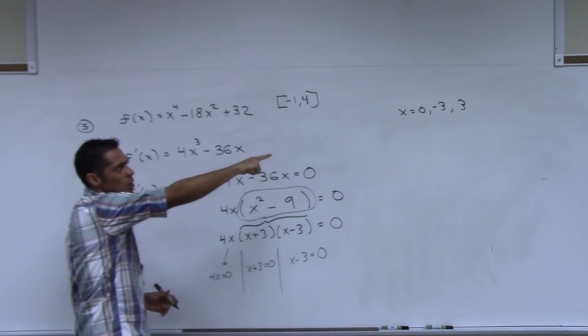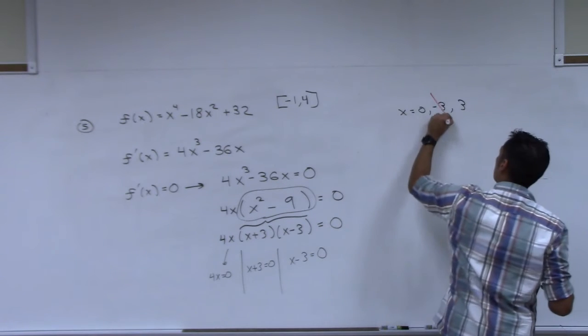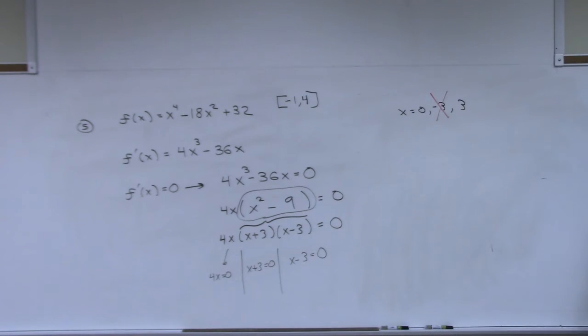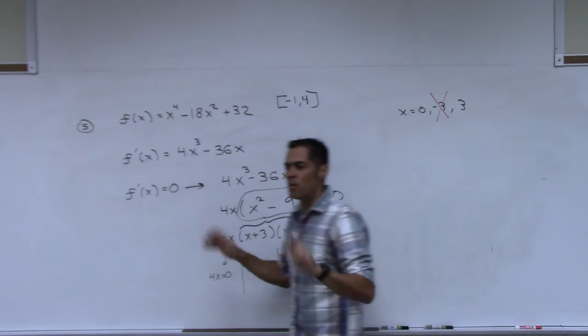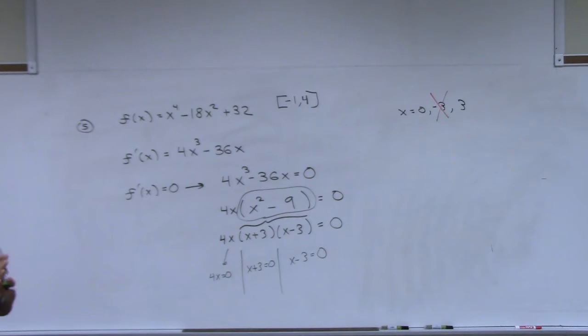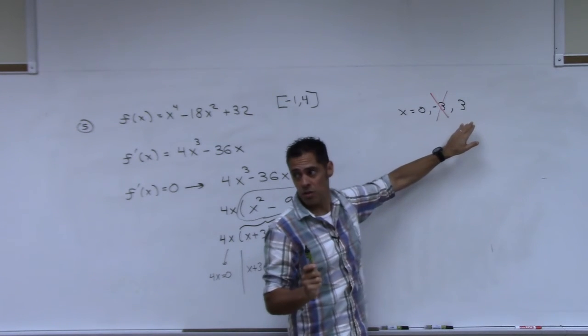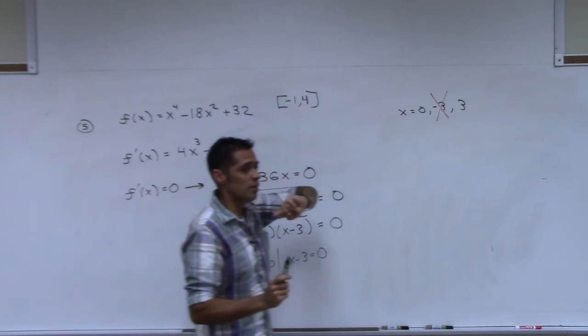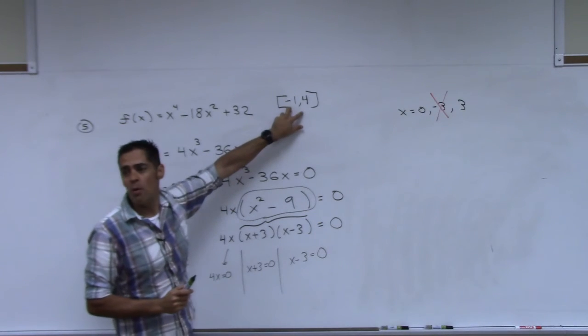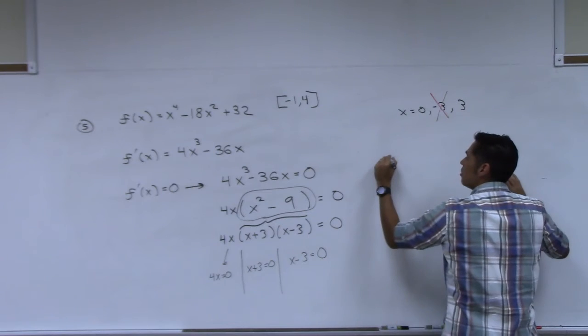Which of those do I throw out? Just the -3, right? I do not need to worry about that one. Okay, so here's where things change. You are not going to do a number line and test points. What are you going to do? You're going to plug these answers into the original function. Not only these answers, but what else? The 2 endpoints. So you're going to go back to the original function f.